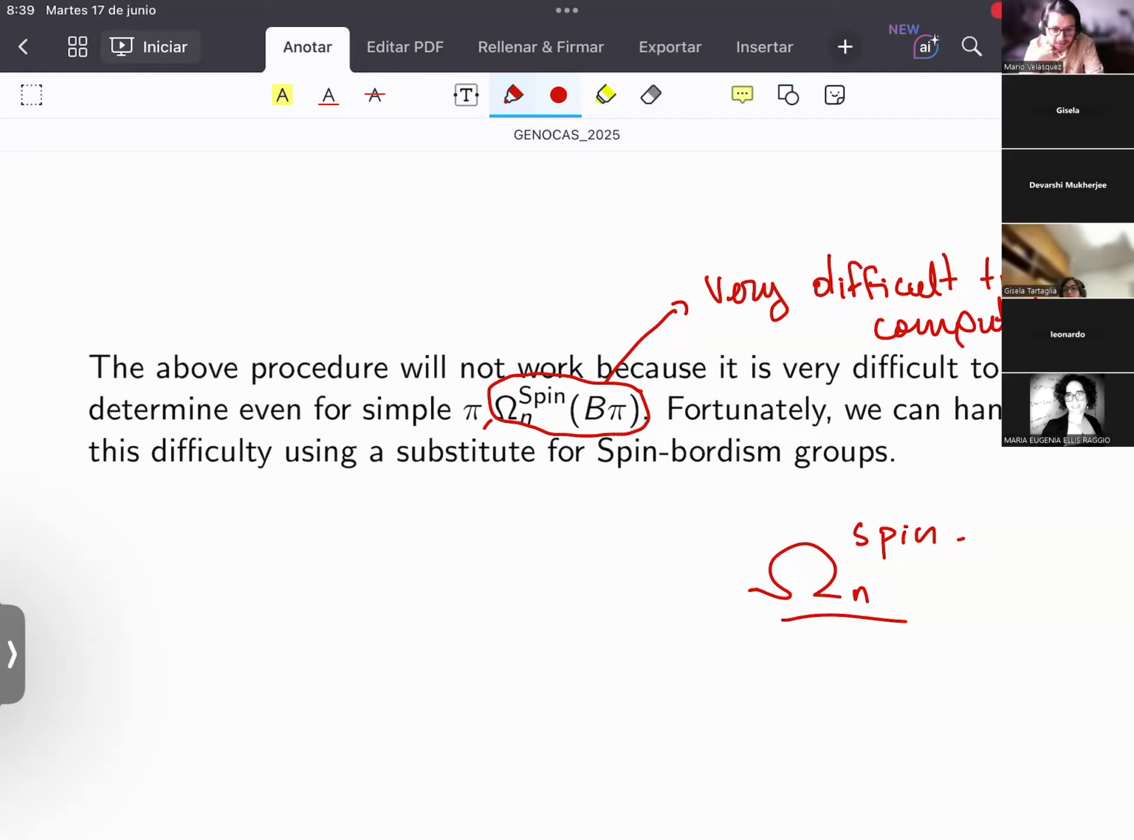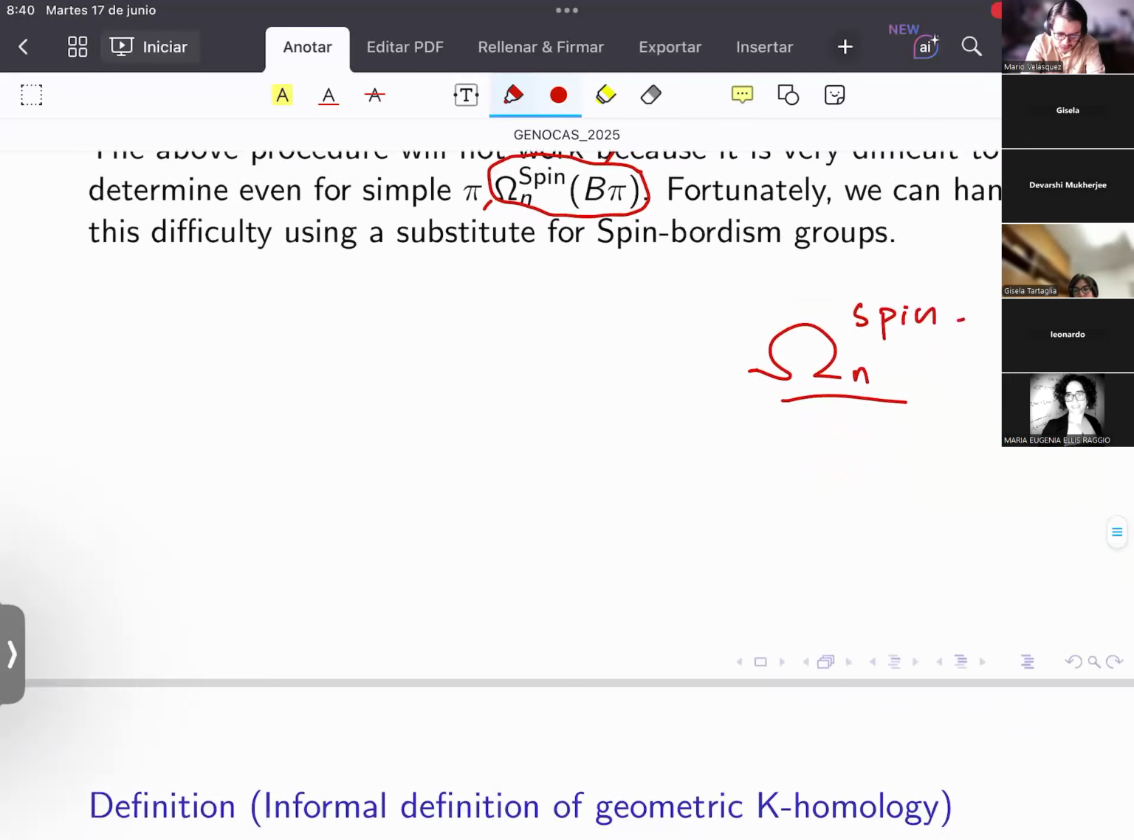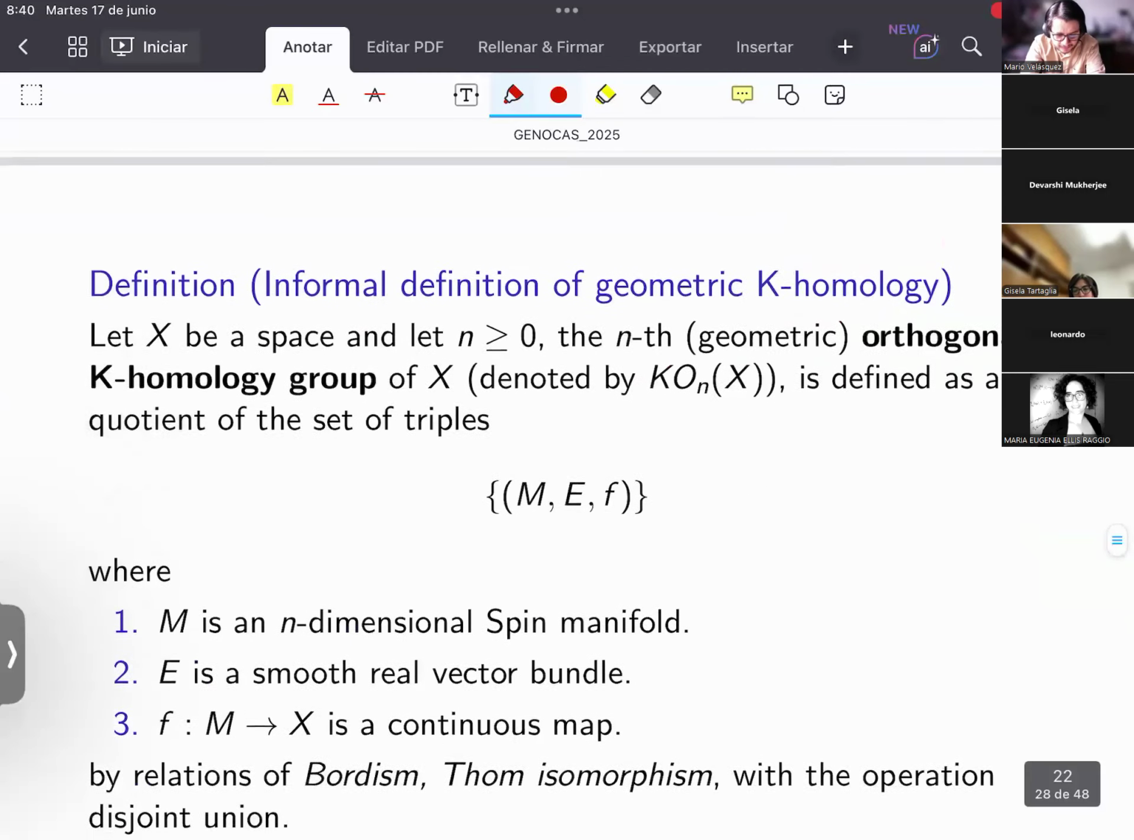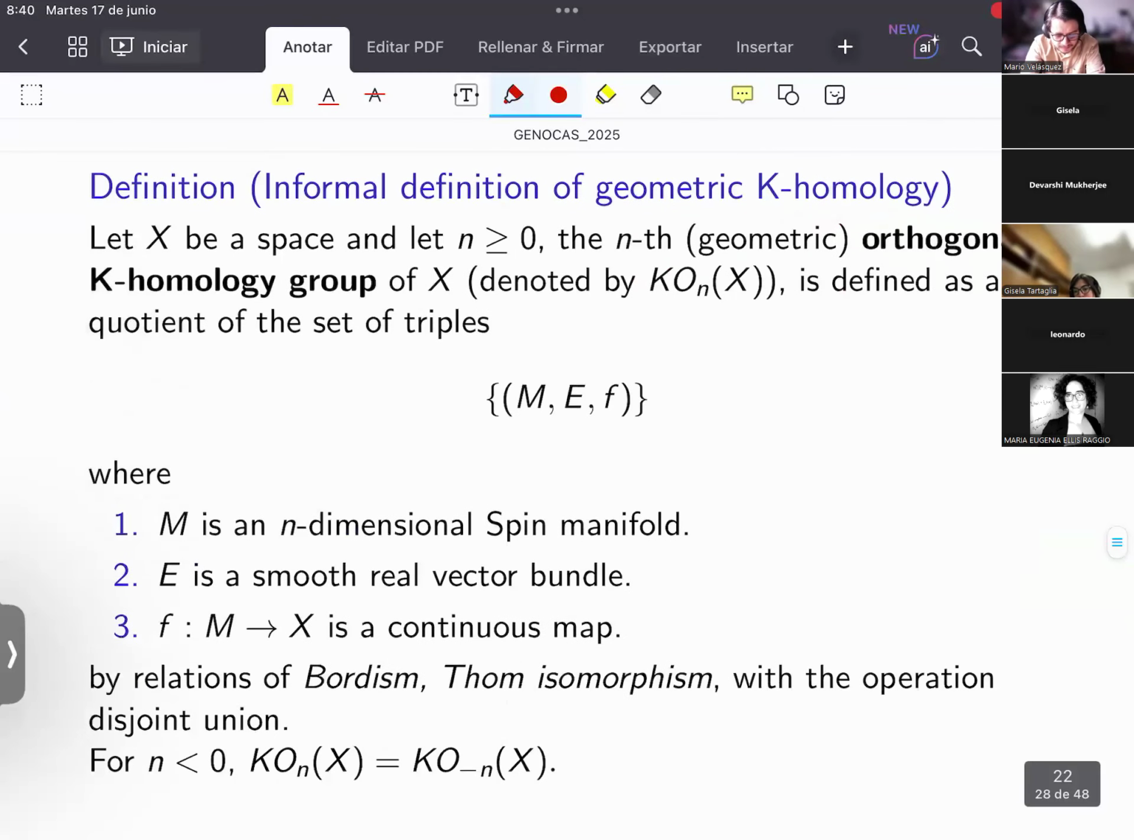We need to define a substitute for spin bordism groups. And for this, let me recall the definition of geometric homology. It is just an informal definition of geometric homology.